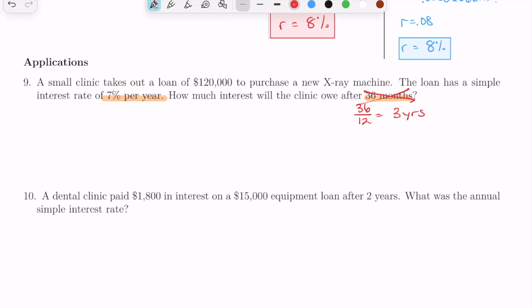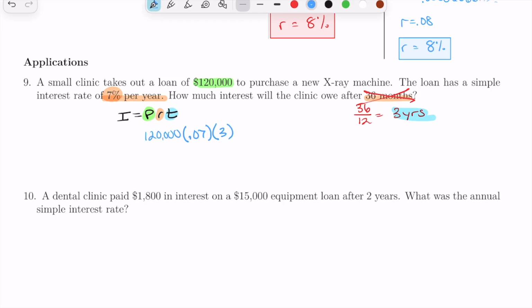So I'm going to scratch this out and make sure that I don't use it. I need to use 3 for my time. I could have changed my interest rate into a monthly interest rate. This just seemed to make more sense to me this time. So if I use I equals PRT, says they took out a loan of 120,000. That's going to go in for my principal. My rate is 7%, and that will be a decimal. And then my time will be 3 years. So we'll just substitute all those numbers in.